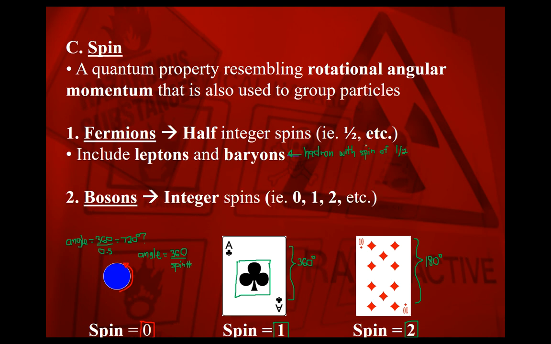How about bosons? Bosons are particles that have an integer spin to them. So that includes all of your mediating particles. Your mediating particles would be a photon, a gluon, the theoretical graviton, the W plus particle, the W minus particle, the Z0 particle, and a meson.